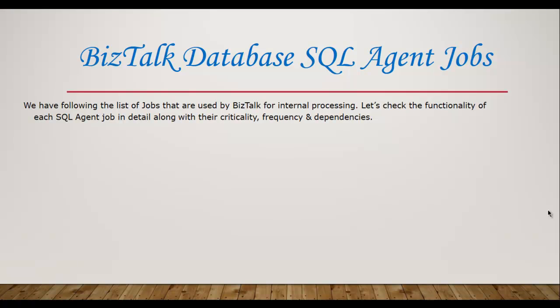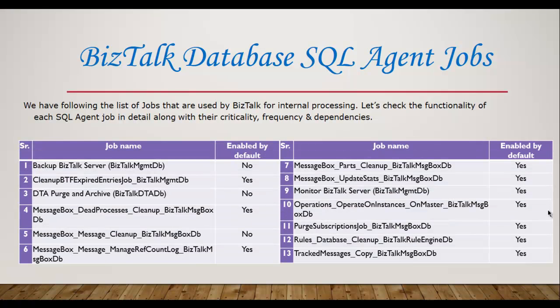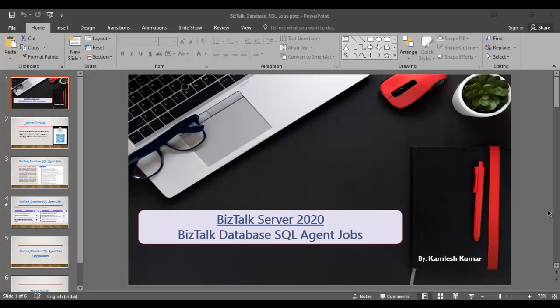So we have the following list of jobs that are used by BizTalk for internal processing. We have around 13 jobs. We will check the functionality of each job based on their criticality, their frequency, and whether they have any dependency on any other jobs or any other functionality. Let's connect to the BizTalk server and check.